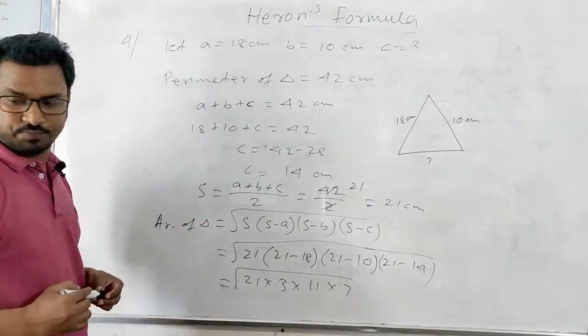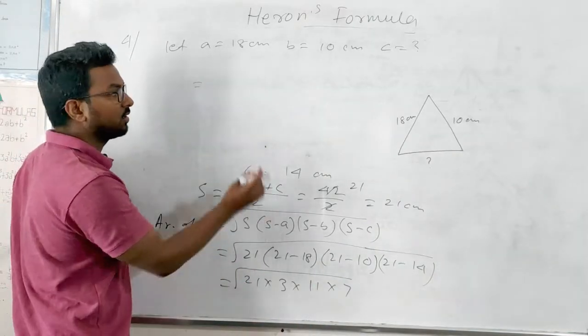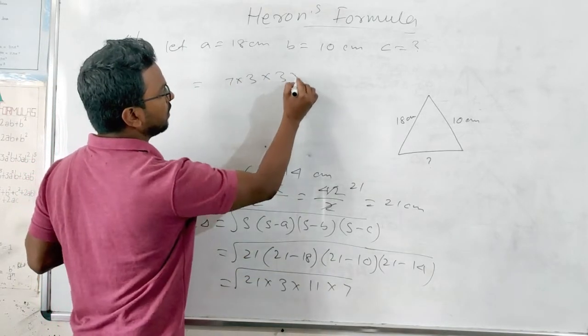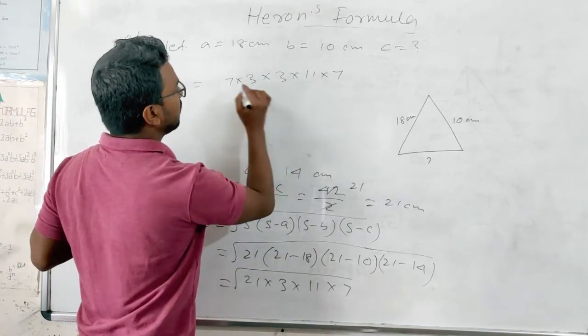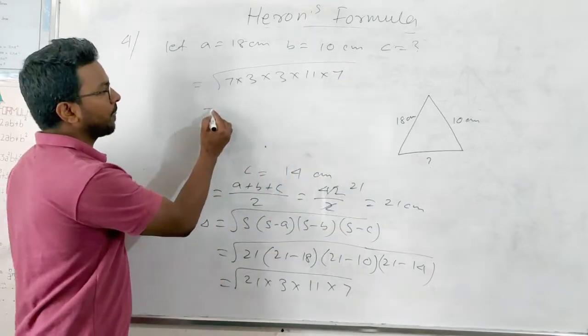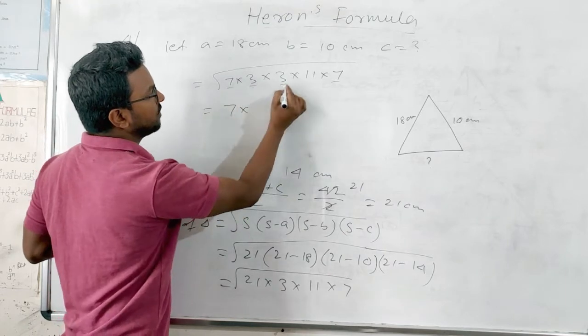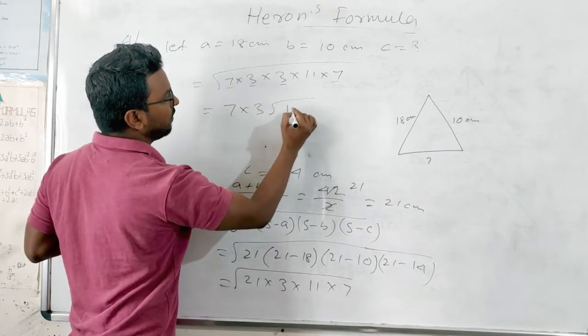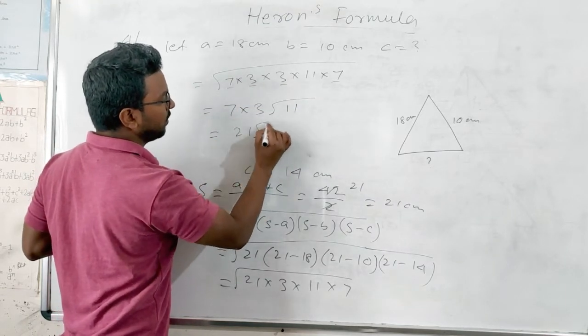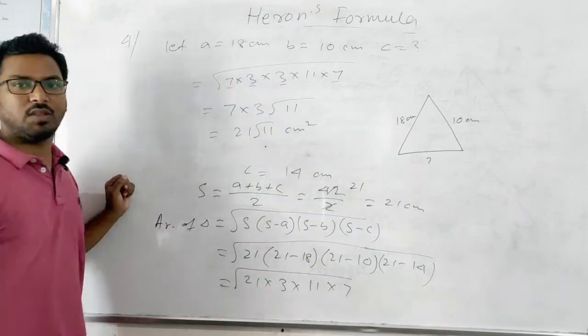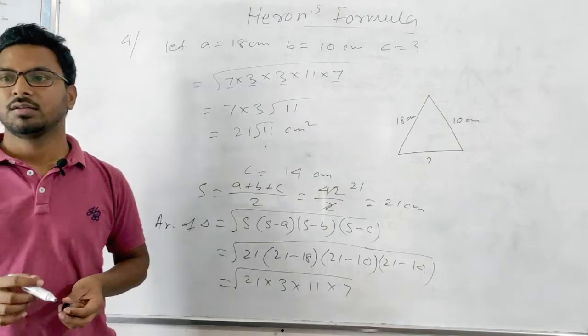Next what we will do? So 21 can be written as 7 into 3. 3 is already there. 11 is there. 7 is in pair. It will come out. 3 is in pair. Come out. 11 is not in pair. So 21 root 11 square centimeter. That will be the area of the triangle.